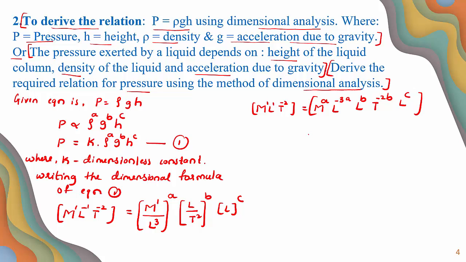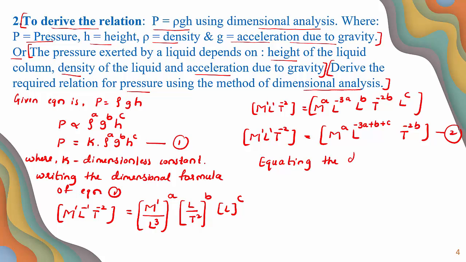Then last term L raised to C. Or we can write as here m raised to 1, L raised to 1, T raised to minus 2 is equal to m raised to A, L raised to minus 3A plus B plus C. Bases are same, powers must be added. So I can write here minus 3A plus B plus C. Remaining is T raised to minus 2B. This is the equation. Let us take it as equation number 2. Is it clear? Then what is the third step? Equating.